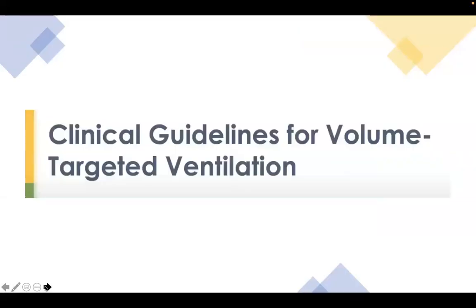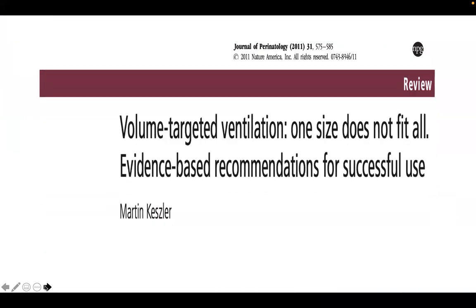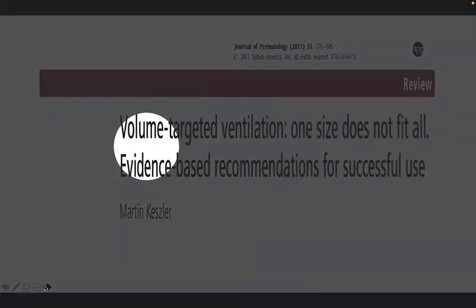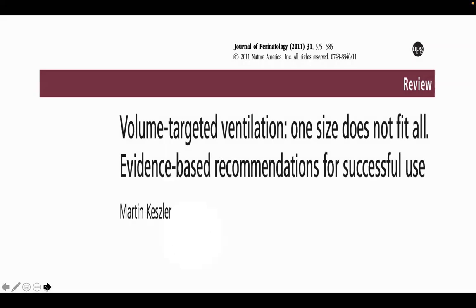So different clinical guidelines for volume targeted ventilation have been used, and they have been mainly based upon two or three reviews or studies. One has been the practical guide to neonatal volume guarantee ventilation by Klingenberg et al., published in the Journal of Perinatology in 2011. And the more recent and the most popular one, published in 2018 by Martin Keszler, where he has given a review, and the popular terminology that he has used is one size does not fit all. And that has been the evidence-based recommendations, the latest recommendations for successful use of VG in the neonatal population.